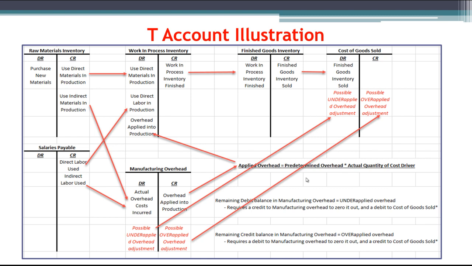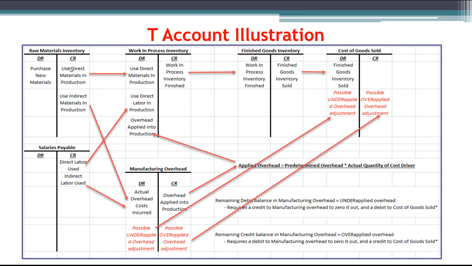Now here, to wrap up our discussion of job order costing, we have what looks to be a relatively complex illustration of the T account. We'll spend a little bit of time on this. And in a later video, we'll see the journal entries themselves in journal entry format. But let's look at all of the different things and how they flow. We have raw materials, which is an asset. It is an inventory account.